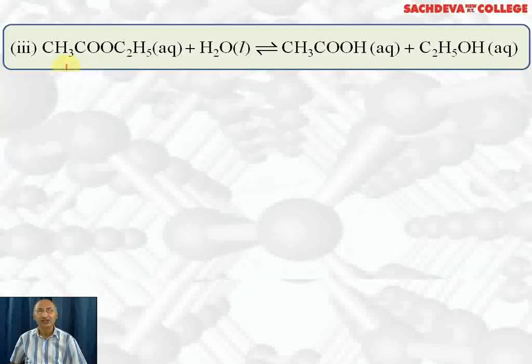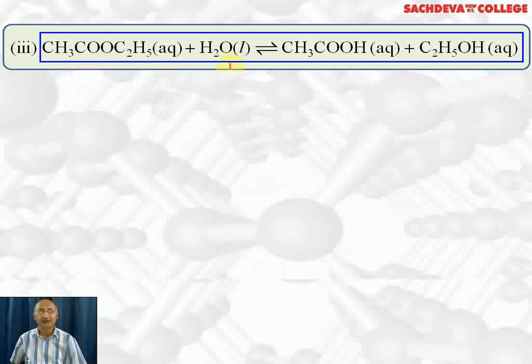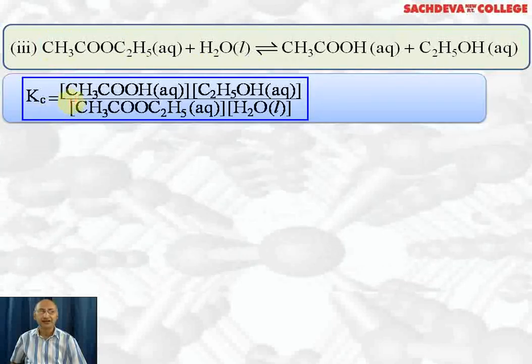Next we are taking a homogeneous equilibrium where all are liquids. Ethyl acetate is aqueous. It is being hydrolyzed with the help of liquid water. We get acetic acid aqueous plus ethyl alcohol aqueous. So this is a homogeneous equilibrium. So Kc will have the molar concentration of products, that is acetic acid, into molar concentration of ethyl alcohol, divided by molar concentration of ester into molar concentration of water. Here water is not a solvent and its concentration is involved in the reaction. Therefore, it makes part of the expression for Kc.